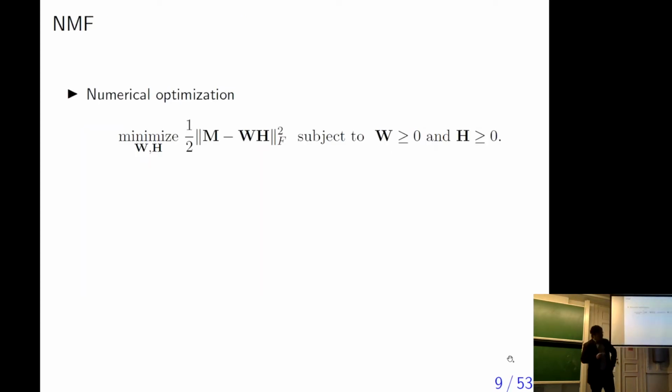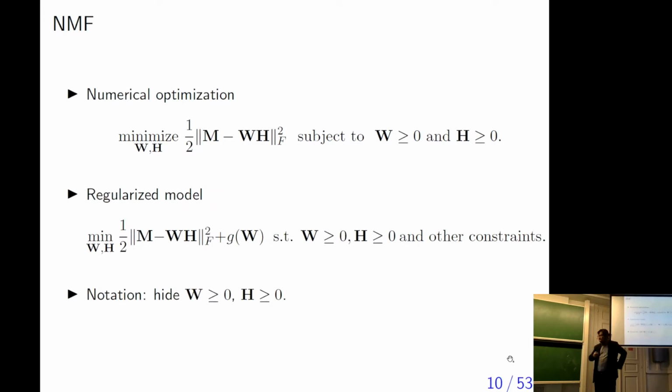So numerically, NMF is this optimization problem: a matrix M is given, and you want to minimize the distance between M and the product W and H, where the distance is in terms of Frobenius norm, as small as possible. In the best case, the distance is 0, then you get exact factorization. And of course, because it's NMF, you have the non-negativity constraint. Non-negativity constraint means W and H are element-wise non-negative.